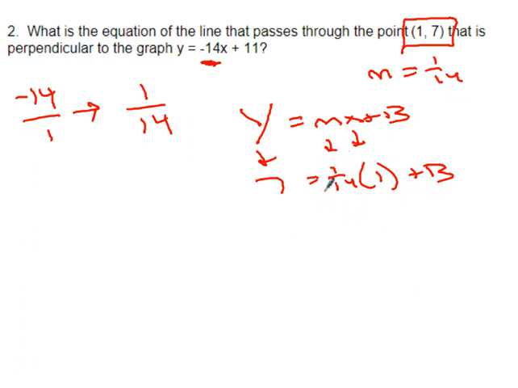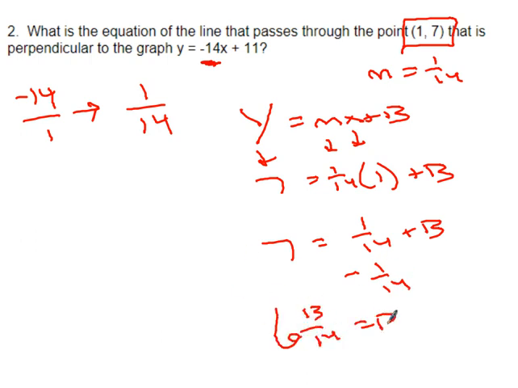So I have 1/14 times 1. Oh, that's simple. That's just 1/14 plus b is equal to 7. So I subtract 1/14, and I'm left with 6 13/14, just to make my math simple. And yes, you can just leave that as a mixed number for the purposes of this.